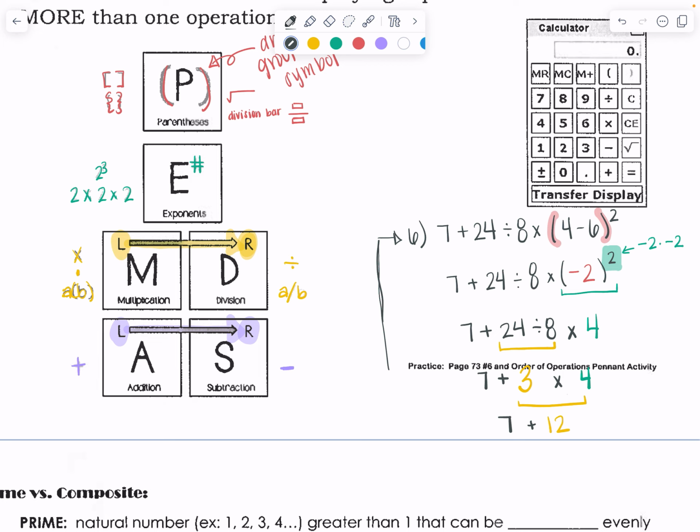And so addition, subtraction, I have addition. 7 plus 12 is going to give me a final answer of 19.